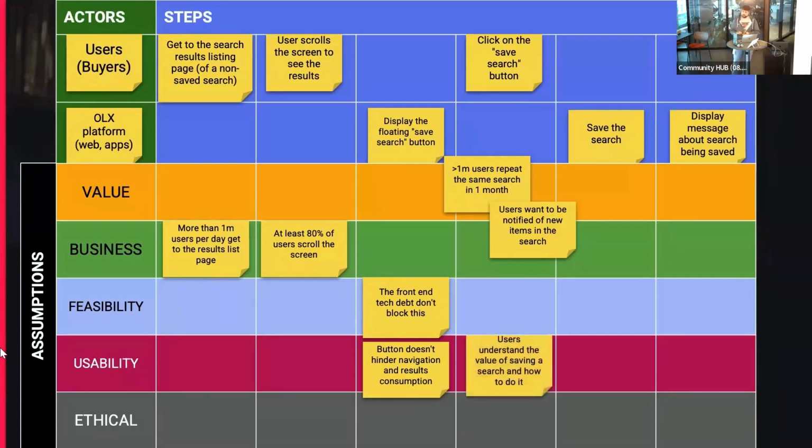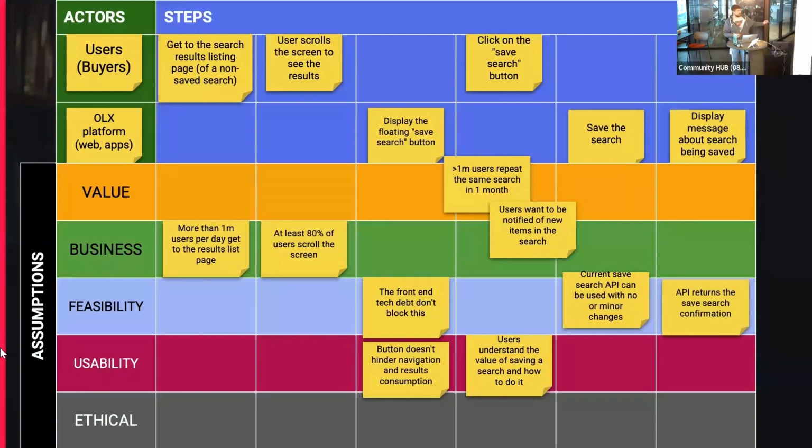There was also a usability concern on this step: the users understand the value of saving a search and know how to do this. Again, if they don't, this step fails. And for save a search, there was a feasibility assumption. We were not the owners of the Save Search API, so this API can be used by us in this context. Another feasibility assumption for displaying messages about the search being saved is that the API returns these results. And that's cool. All right.